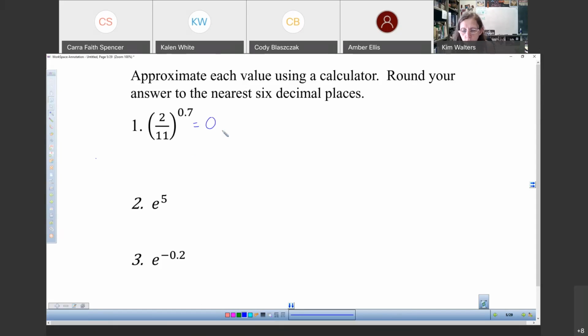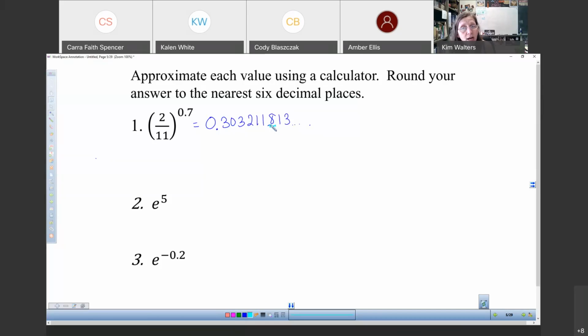So if you do this in your calculator, 2/11 to the 0.7 power, it's going to be 0.3032118113, and it keeps going. But it says 6 decimal places, so that means I need to go to the 7th. So I'm going to go to this number right here. I'm just reminding you how to round.